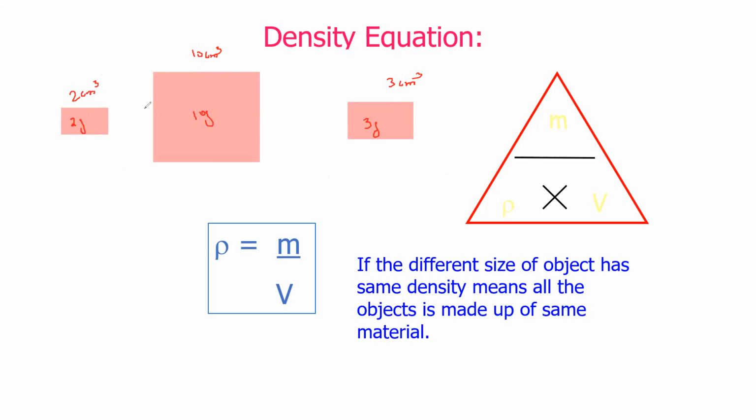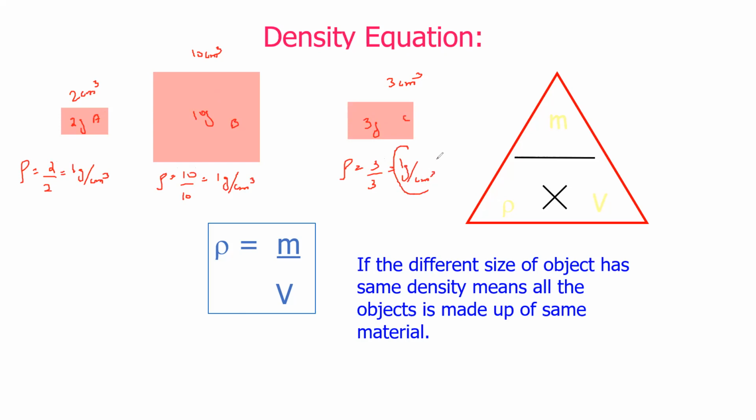So when I find the density of these objects A, B and C, density is mass present in a unit volume. The mass is 2 and the volume is also 2. So the density of object A is 1 gram per centimeter cube. For object B, the mass is 10 and the volume is also 10, so it will be 1 gram per centimeter cube. And for C, the mass is 3 and the volume is 3, so I will get 1 gram per centimeter cube.